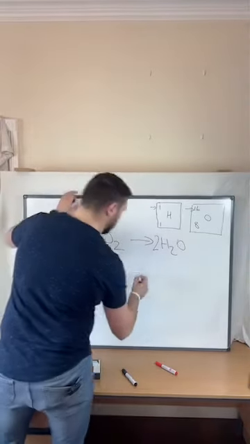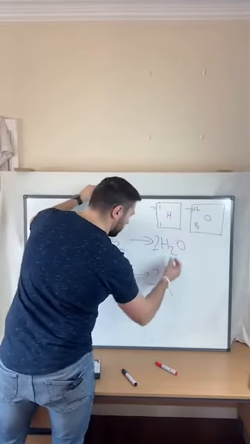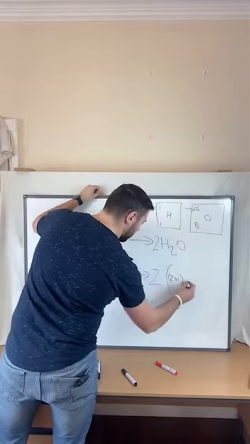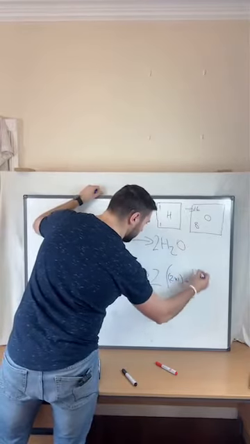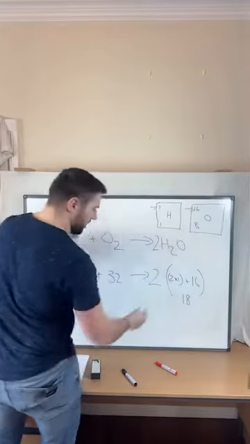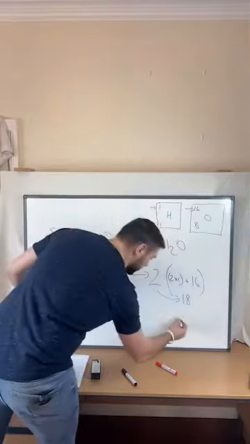And then over here, we've got 2 moles of H2O. 2 H's, that's going to be 2 times 1, plus the 16 from the oxygen. So that's going to be 18. Okay, so 2 times 18, and that's going to give us 36.